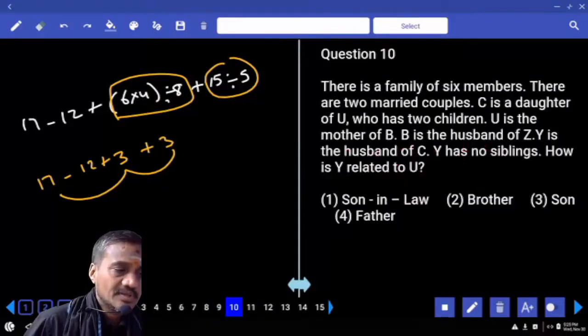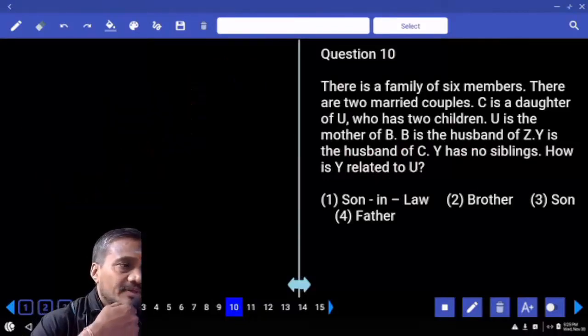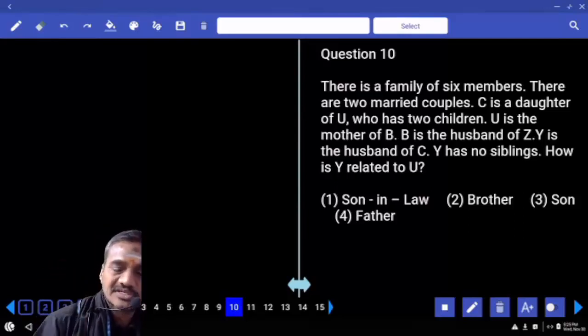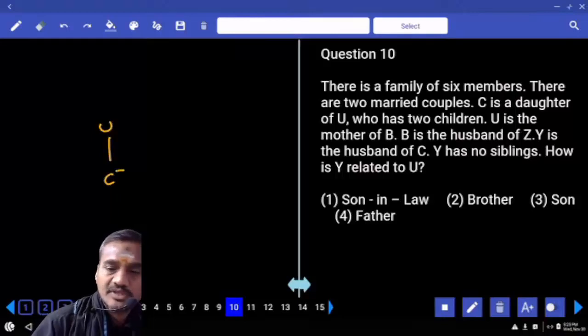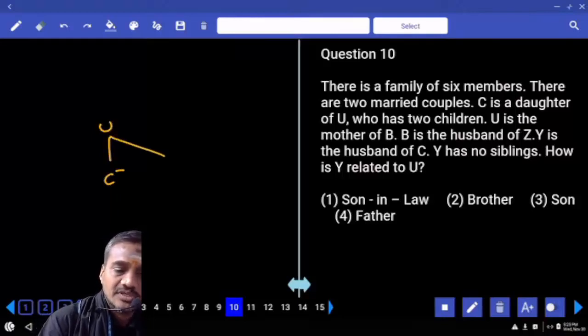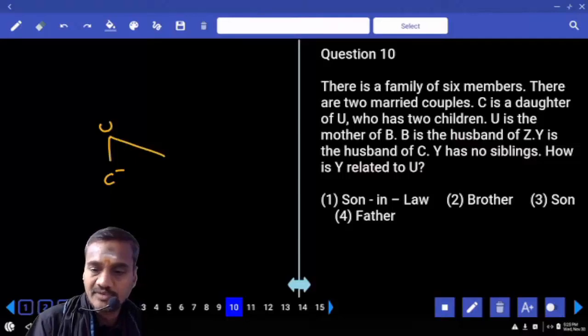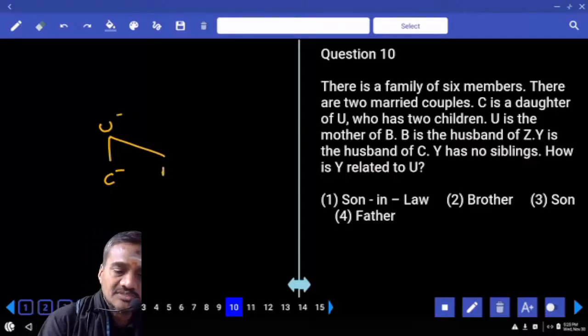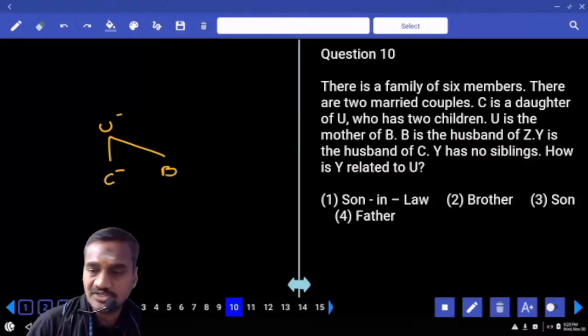Then the 10th one, there is a family of 6 members. Out of which there are 2 married couples. Means how many persons got married? 4 persons got married and 2 are unmarried. And C is the daughter of U. And this U has 2 children, one is C and one more child is there. And U is the mother of B. Now this means U is the mother of B and C.